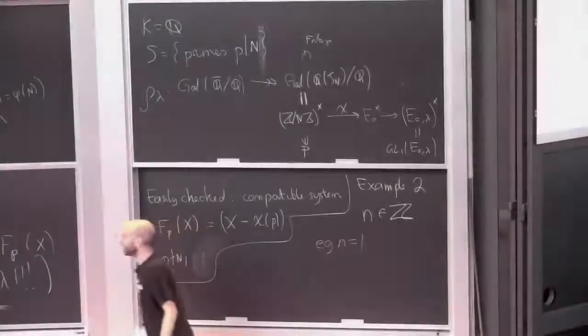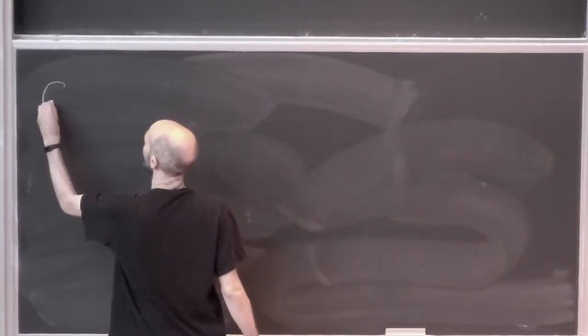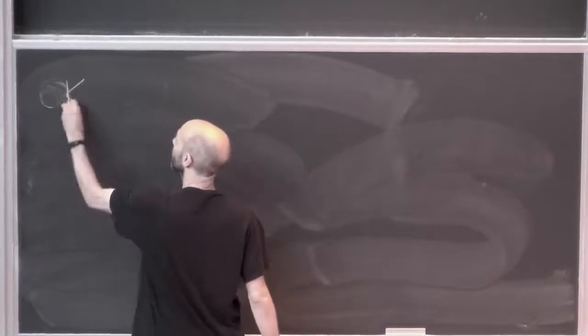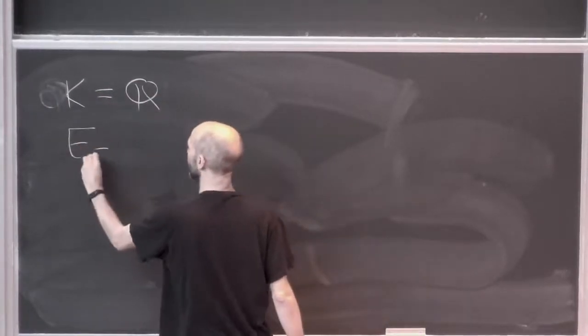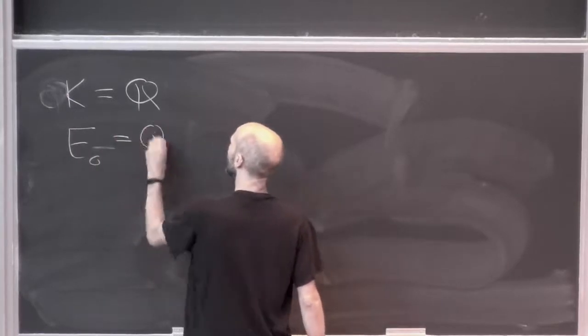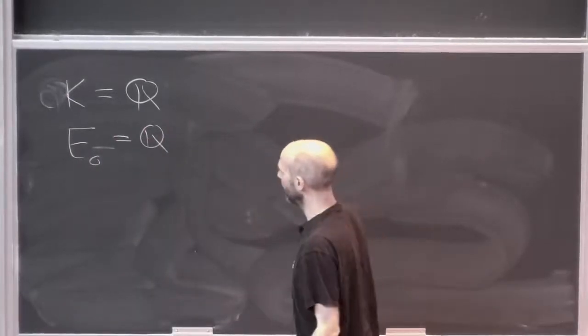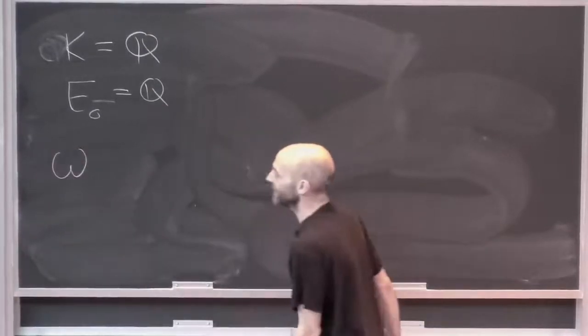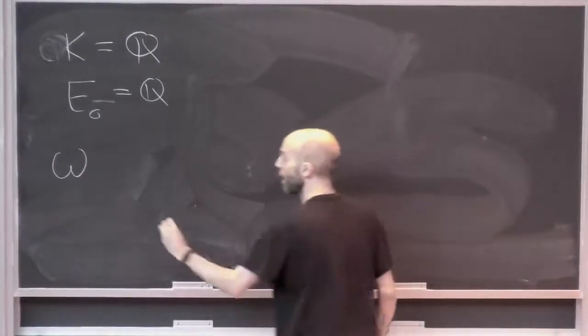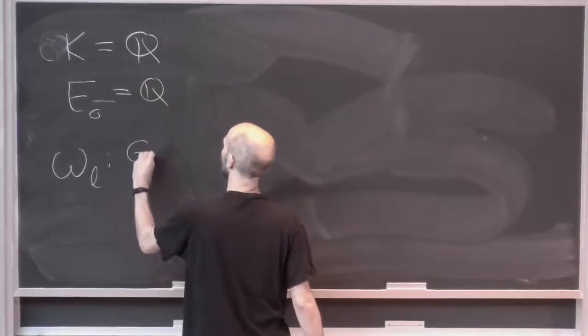I need examples. So here's another example. Here n is an integer, and all you do is you take the cyclotomic character to the power n. So Gal(Q-bar/Q). K is Q, because it's already hard enough, and E0 is also Q in this one. And all we do is the cyclotomic character. I call it omega. It's not standard notation, but that's what we're sticking with. Omega_L, on Gal(Q-bar/Q).